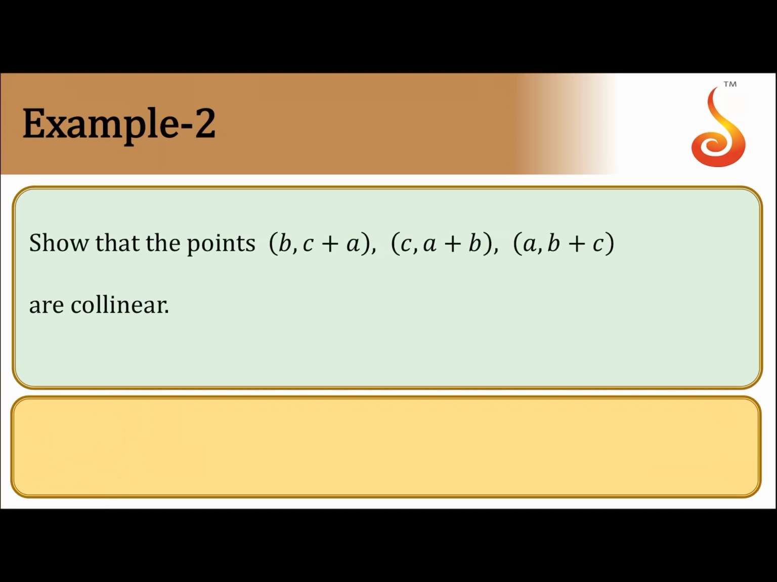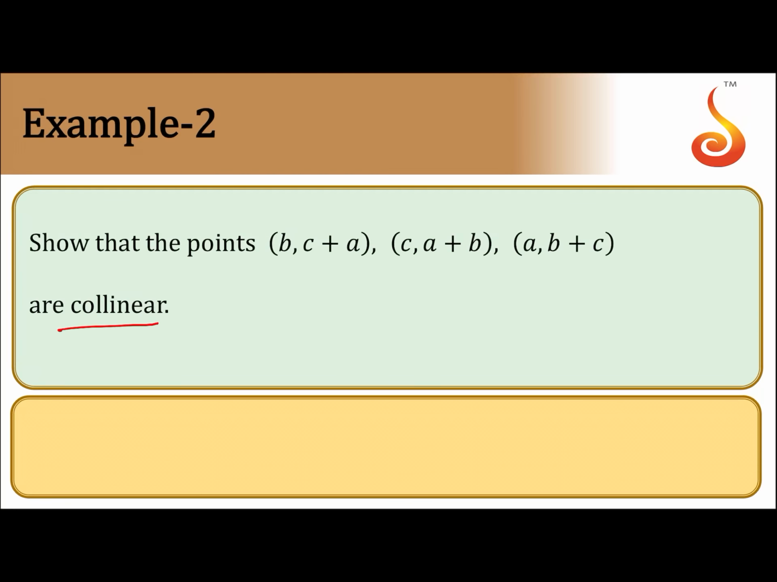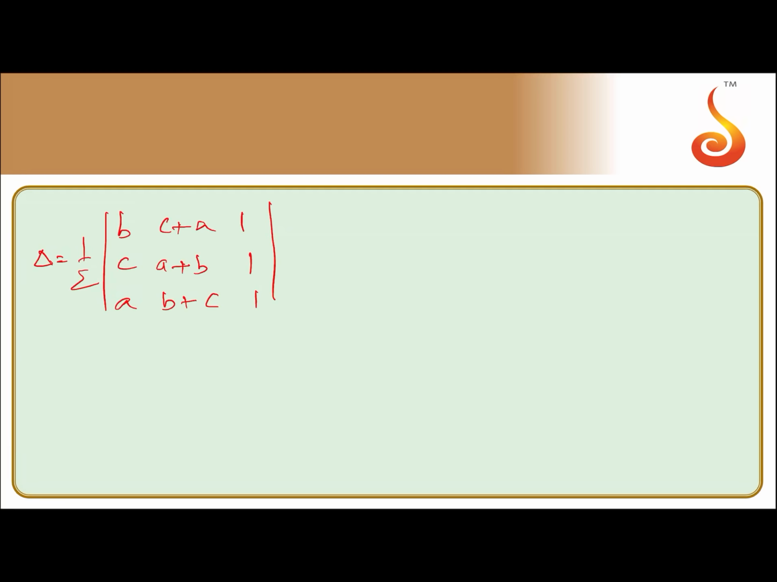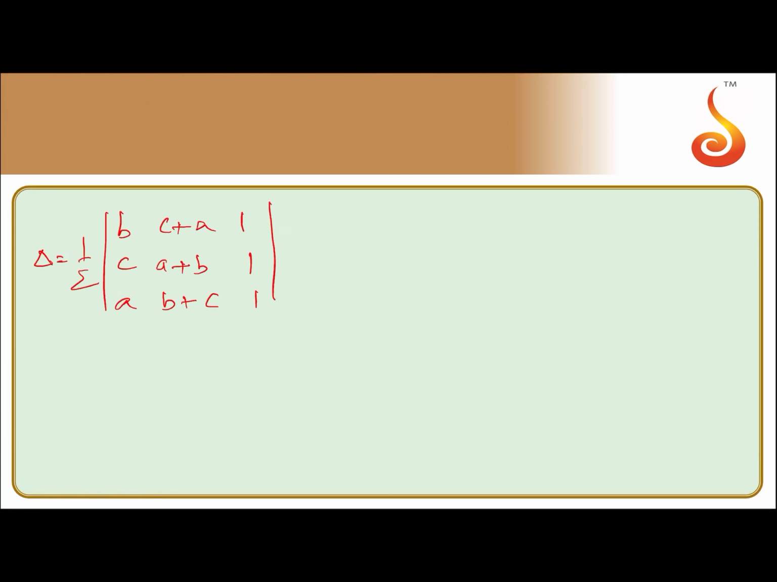Now example 2. Show that the points B, C plus A; C, A plus B; A, B plus C are collinear. So the area of the triangle formed by these points: B, C plus A and 1; C, A plus B, 1; A, B plus C and 1. We have to show that the points are collinear, which means the area of the triangle has to be 0. We had a similar example in the homework of the determinant lecture. So, we shall see that one by applying the properties of determinants. How do you simplify? Easy way.